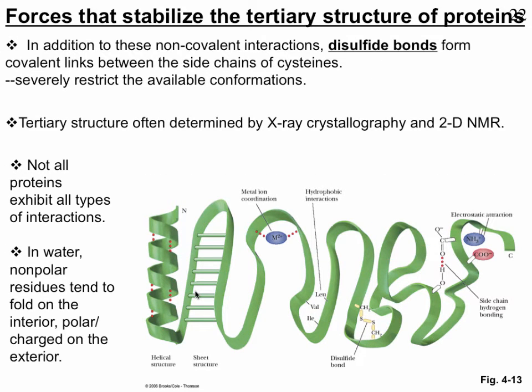So in addition to non-covalent interactions, disulfide bonds form covalent links between the side chains of cysteines, and this can severely restrict the available conformations. Okay, and then the tertiary structure is often determined experimentally, using X-ray crystallography and 2D NMR. If you're interested in knowing what that is, I can tell you some other time. Not all proteins exhibit all interactions, but really with any protein in water, nonpolar residues are going to be on the interior and the polar residues on the exterior, just like we discussed about micelles.